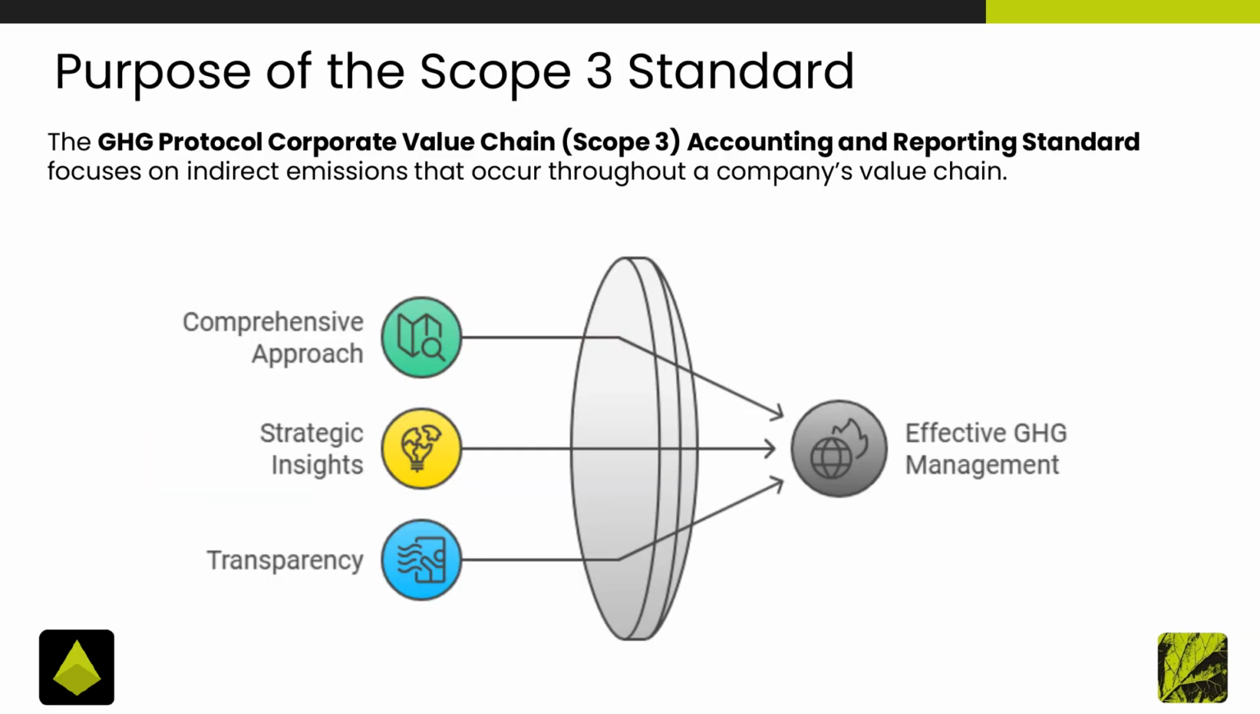The purpose of the Scope 3 standard centers on the GHG Protocol's corporate value chain accounting and reporting standard. It focuses on indirect emissions across a company's value chain. With a comprehensive approach, strategic insights, and transparency, it enables effective greenhouse gas management.